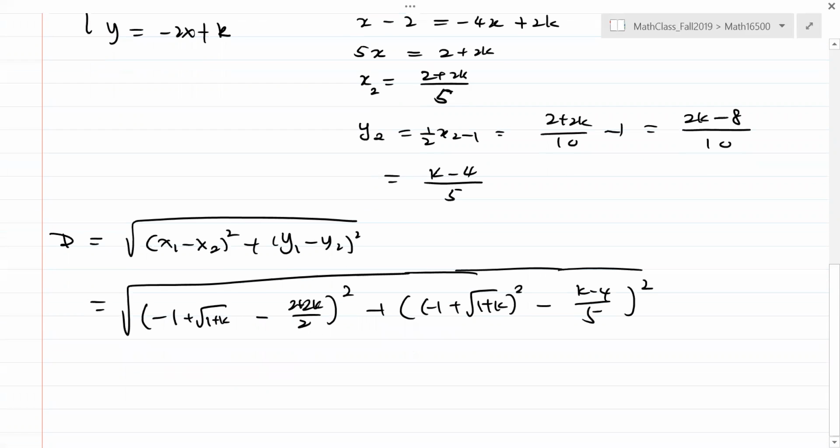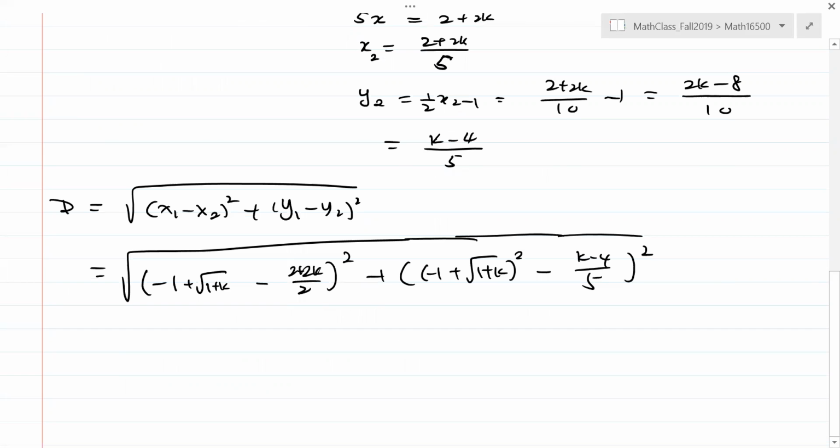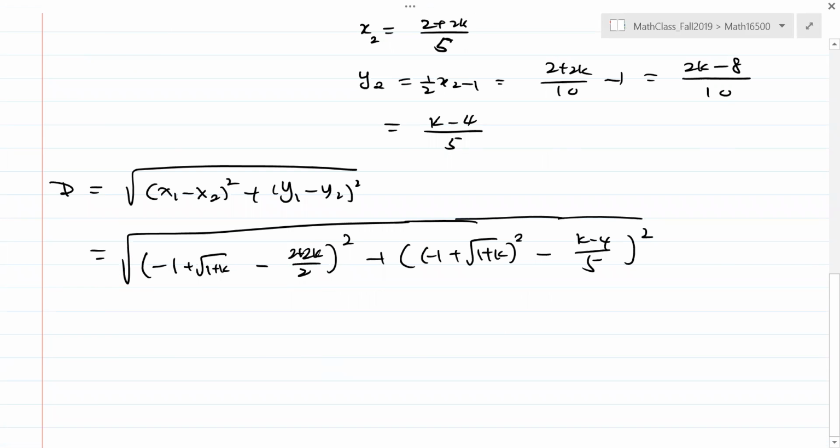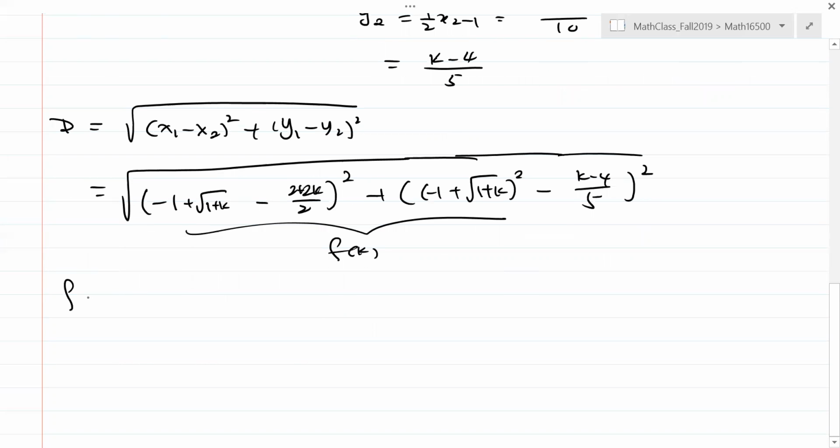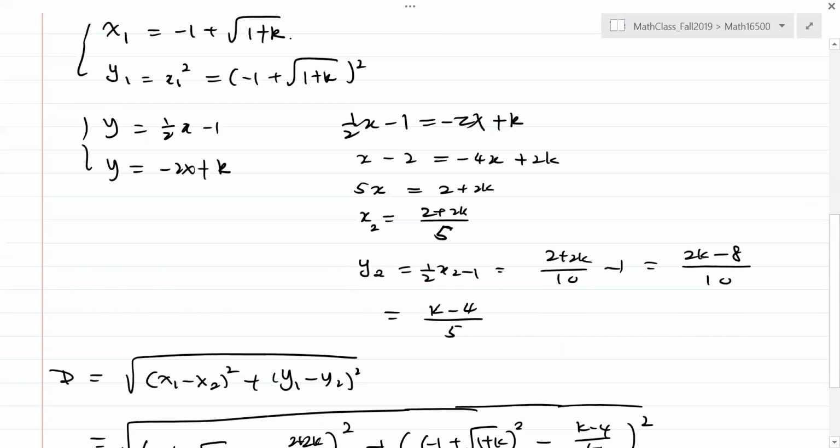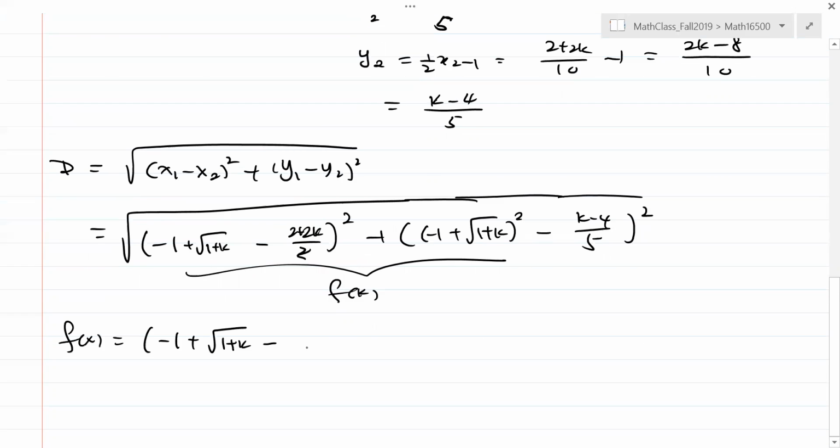As you can see, this distance formula depends on the value of k. Now, in order to find the minimum value of the distance function, you just need to look at the function called f of k. If f of k has a minimum value, then the square root of f of k has a minimum. The reason we do that is that we don't want to try to get rid of radicals first. So it's negative 1 plus the square root of 1 plus k, minus 1/2 of x2, which is 2 plus 2k over 5, squared.